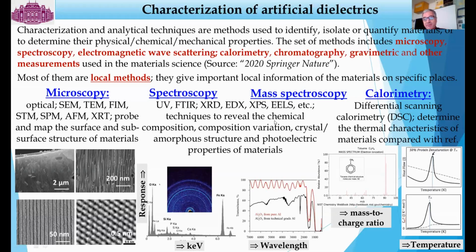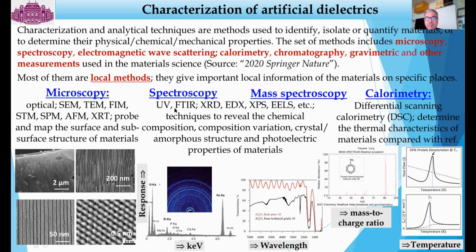Of course, we have to have information for such types of materials, because most of you maybe are familiar with some of the methods. For example, microscopy, optical, scanning electron microscope, or other methods give very important information for the materials on the surface or subsurface structure.